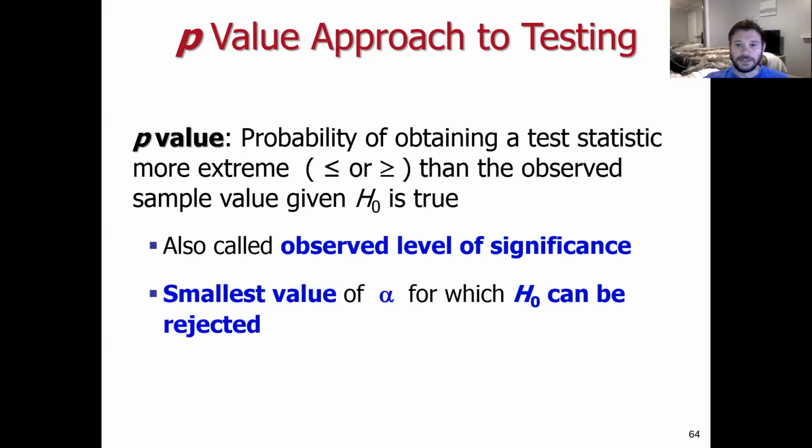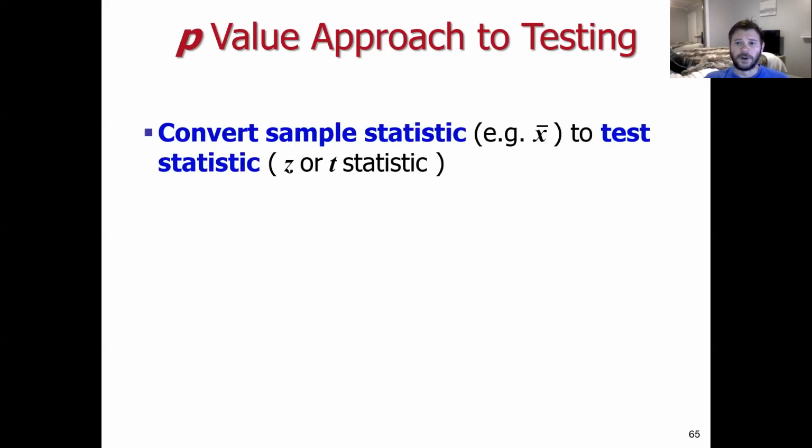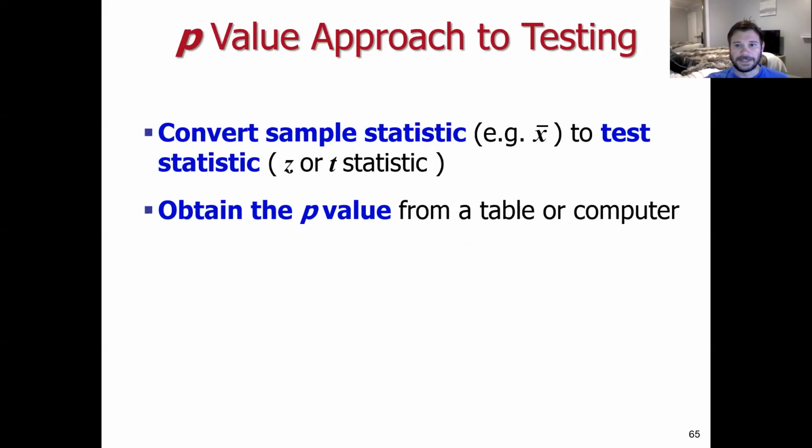So let's get right into the p-value approach to testing here. What we're going to do is convert our sample statistic into a test statistic, and then we're going to obtain the p-value by either using a table, the standard normal table or the t-table, or most likely a software package. We'll see when we get into regression analysis, the software packages report these p-values pretty fluidly, and it's very, very easy to interpret the results of the hypothesis test without necessarily needing to go through the entire process within the critical value approach framework.